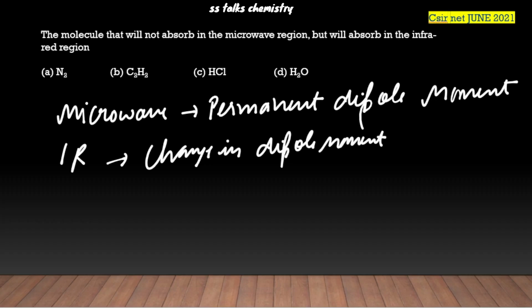Right. Now from the given molecules, firstly you have the N2 molecule. So N triple bond N only. The mu value here is 0. That means it is microwave inactive.